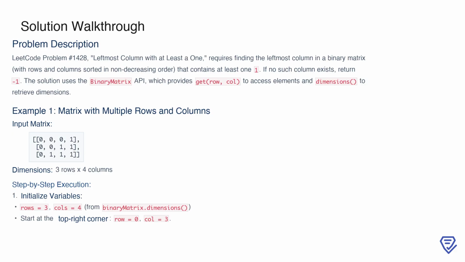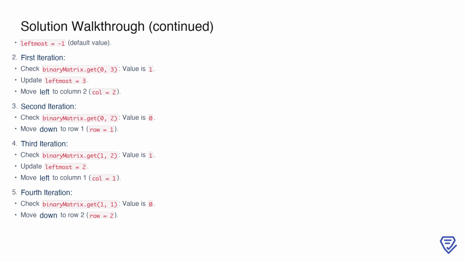For example, consider a 3x4 matrix where each row is sorted. We start at the top right corner, which is position 0, 3, and initialize our variables. This approach allows us to systematically navigate the matrix to find the solution efficiently. We also initialize leftmost to -1 to keep track of the leftmost column containing a 1. In the first iteration, we check the value at 0, 3 using binaryMatrix.get(0, 3) and find a 1. This means column 3 is a candidate, so we update leftmost to 3 and move left to column 2.